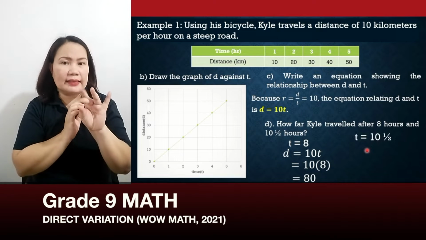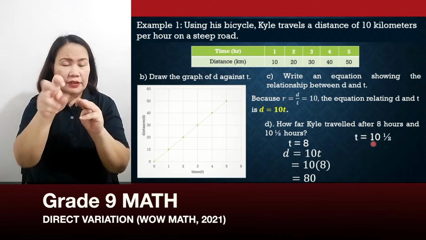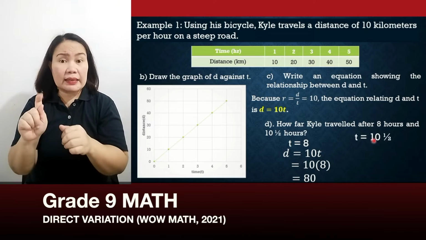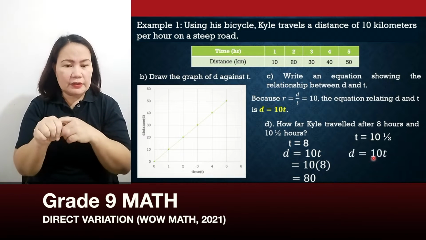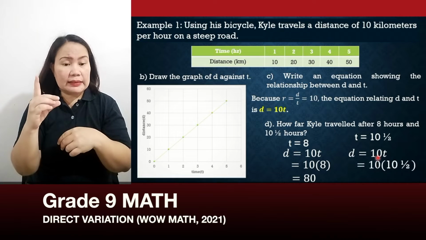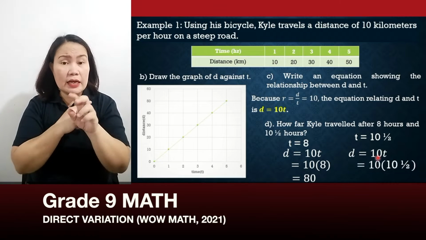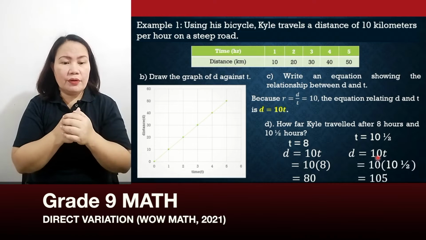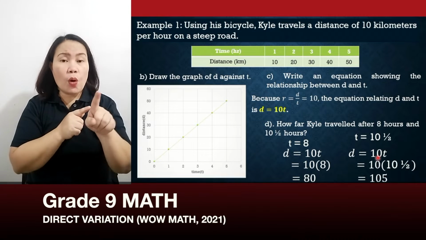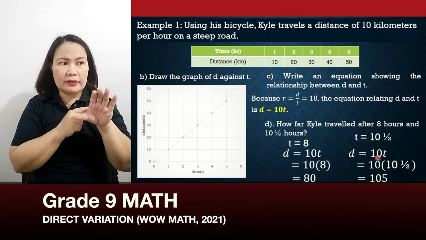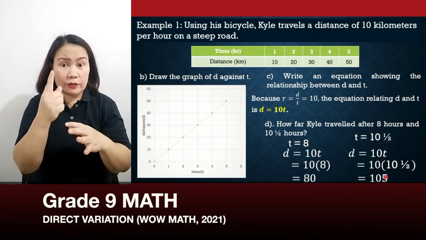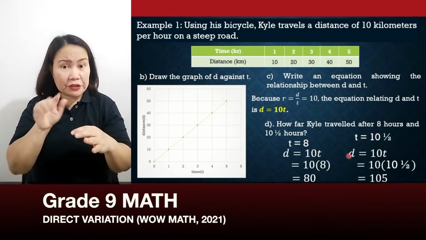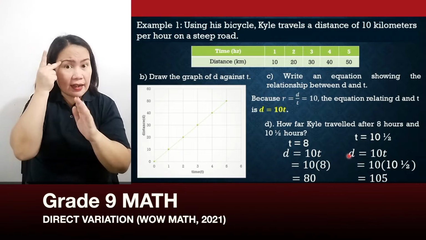Another is 10 and a half hours. So ganun lang din, substitute lang natin sa t natin. So that is 10 times 10 and a half, which is 105. So ibig sabihin, after 10 and a half hours, he traveled already 105 kilometers.